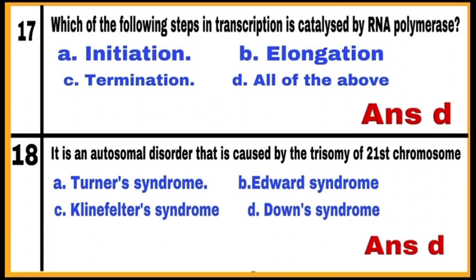Question 18. It is an autosomal disorder that is caused by trisomy of the 21st chromosome. This autosomal disorder is Down syndrome, caused by trisomy of the 21st chromosome. So here mark D as the correct answer.